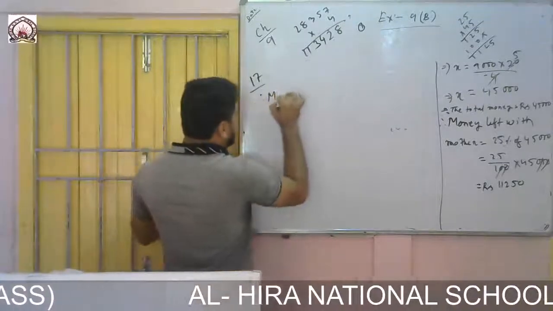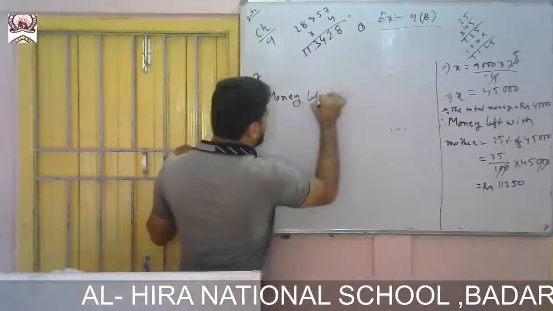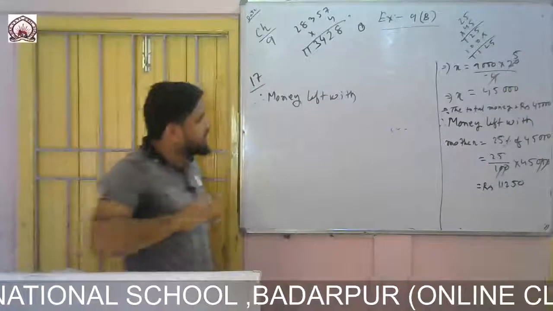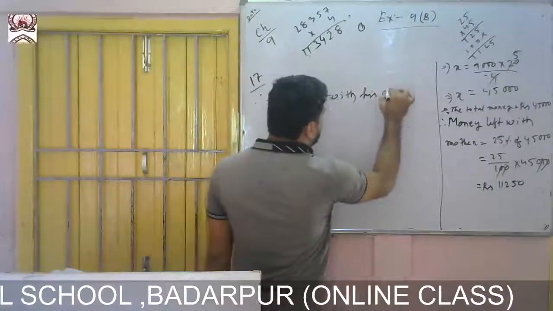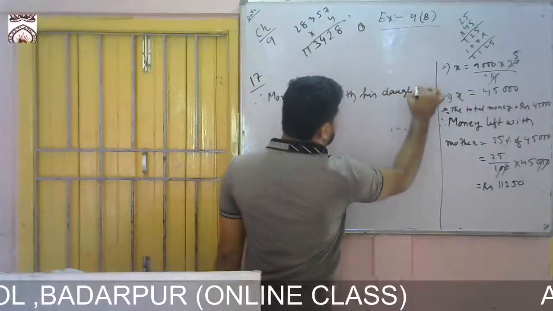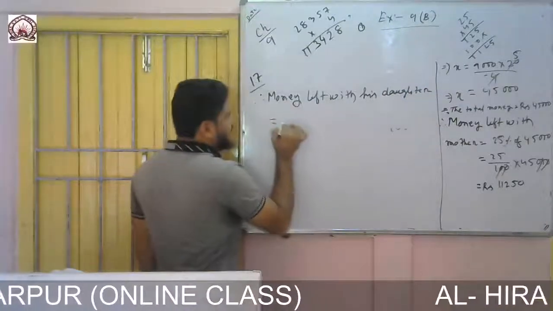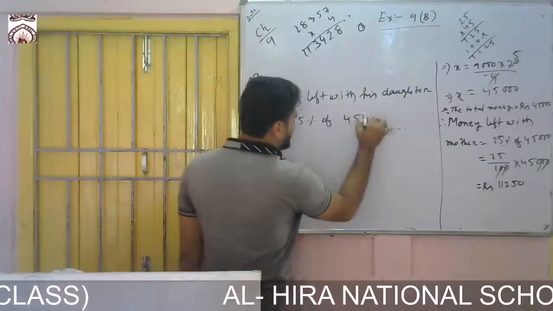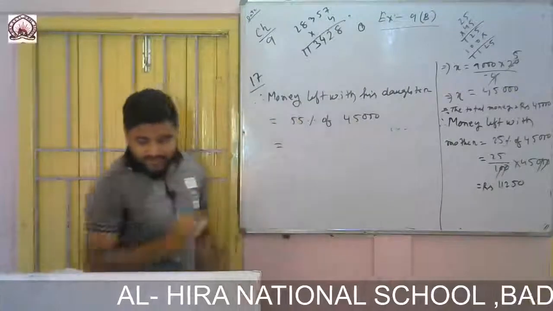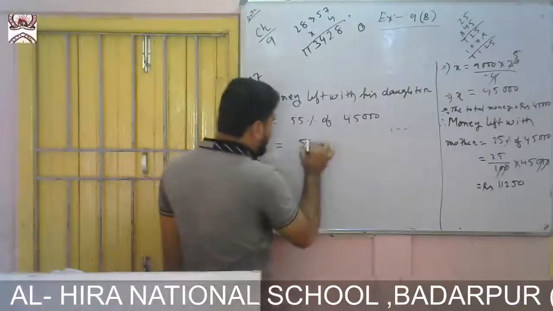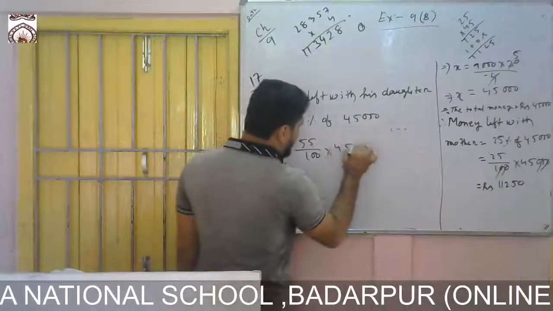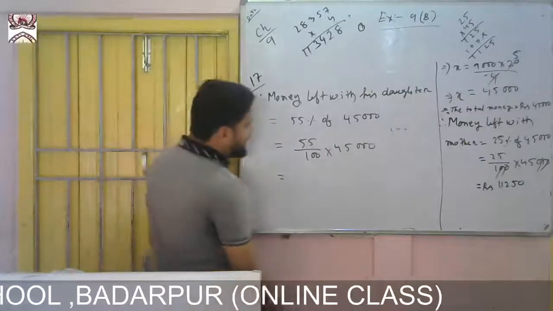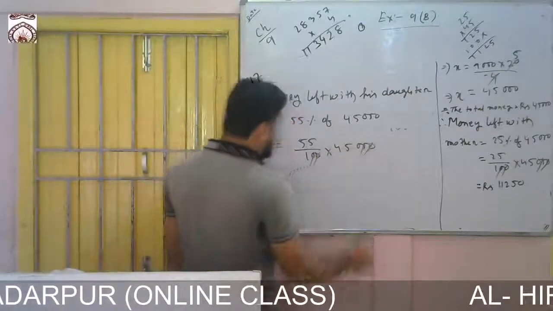Therefore, the money left with his daughter: daughter will get 55% of the total money. Okay, 55% of total money. So 55 by 100 into 45,000. It will be, the zeros cancel.